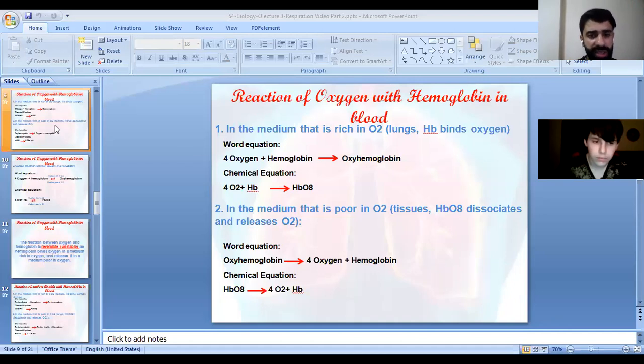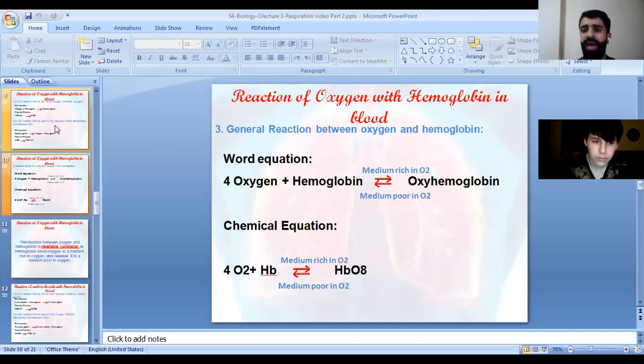So what is the problem here? The general equation between oxygen and hemoglobin: if the medium is rich, we move in this direction, where oxygen plus hemoglobin is going to give oxyhemoglobin. So if the medium is rich, we have to store the oxygen, and we store it in the form of oxyhemoglobin. While if the medium is poor, we have to move in the opposite direction: oxyhemoglobin will dissociate, will break down to give oxygen and hemoglobin.